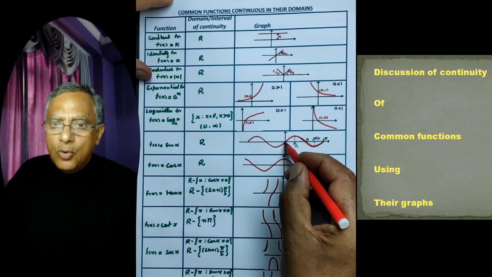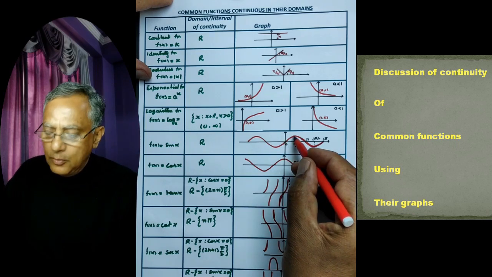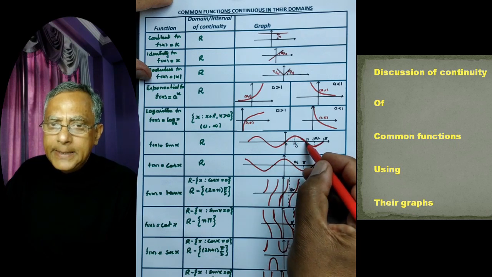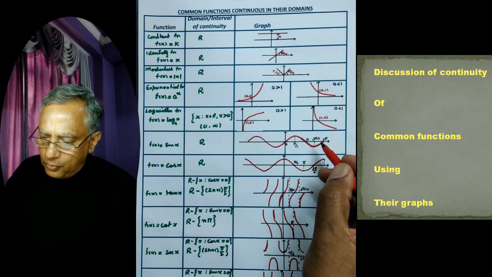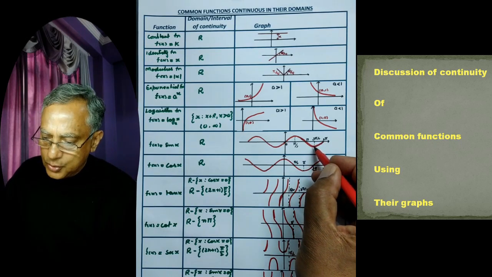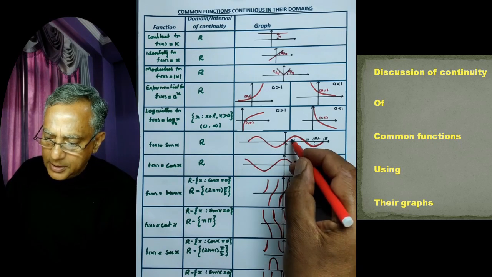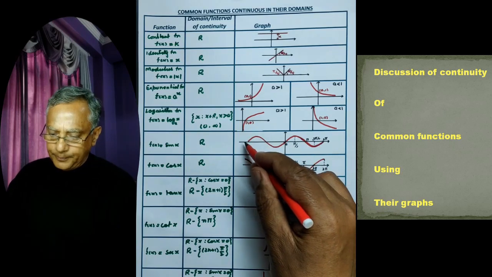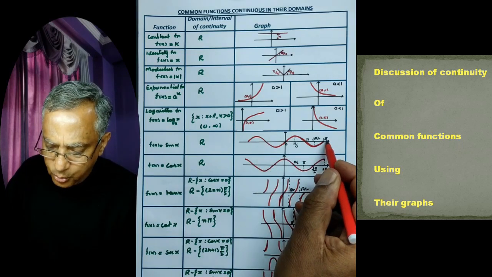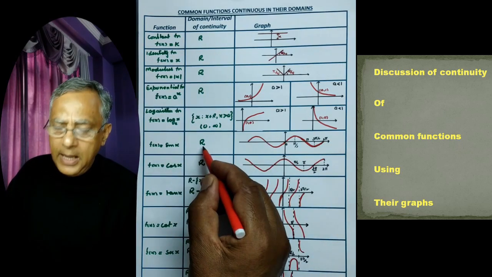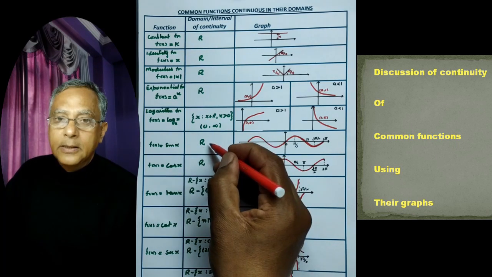For x equal to 0, sin 0 is 0. For x equal to pi by 2, sin pi by 2 is 1. For x equal to pi, sin pi is 0. For x equal to 3 pi by 2, value of the sine function is minus 1. So this is the point. At 2 pi it is 0. So this is the graph, and similarly you can plot it on this side. And we can see from the graph that it is a continuous graph. So this function is continuous throughout the real line. This function will be called everywhere continuous.